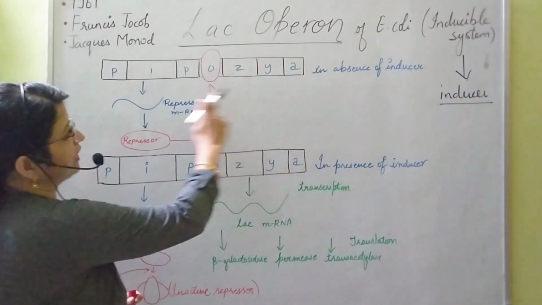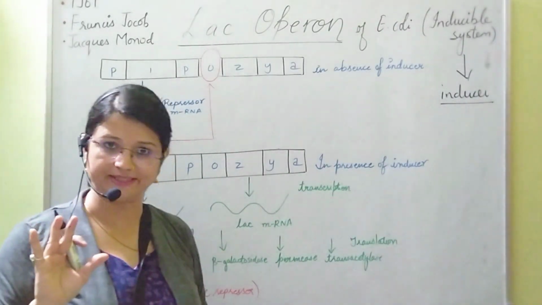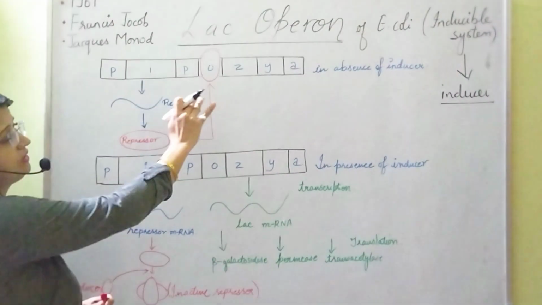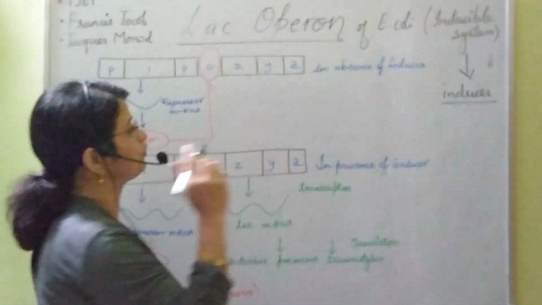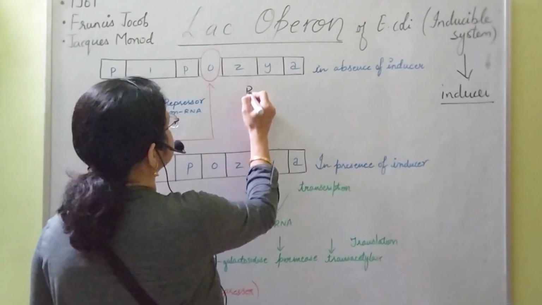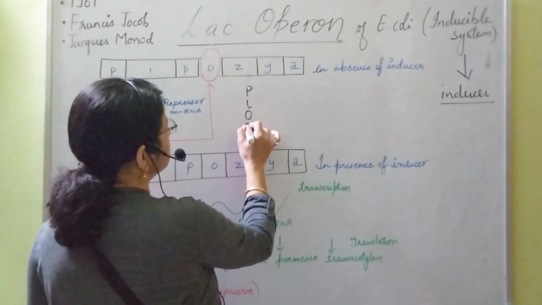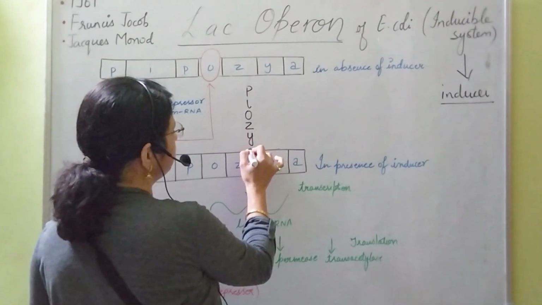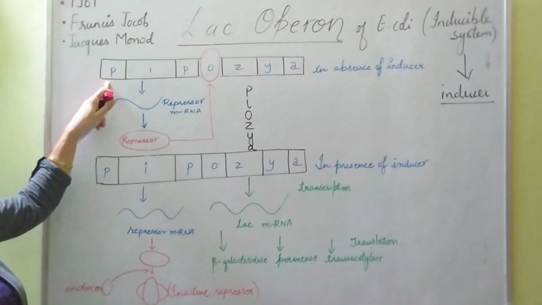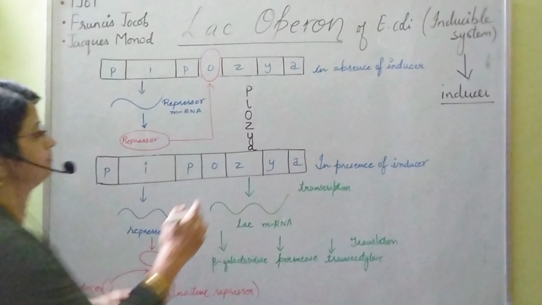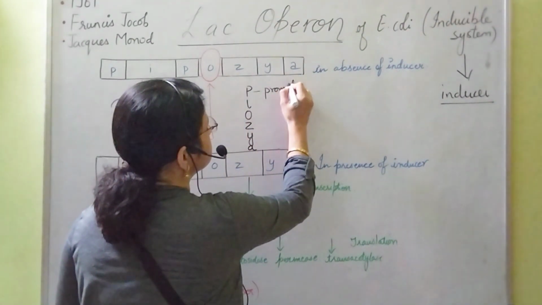Here we can see an operon. Operon is actually a part of a DNA. Now this operon has four types of genes present here. What are these four types of genes? P gene, I gene, O gene, Z gene, Y gene and A gene. Here we can see P. P stands for promoter gene.